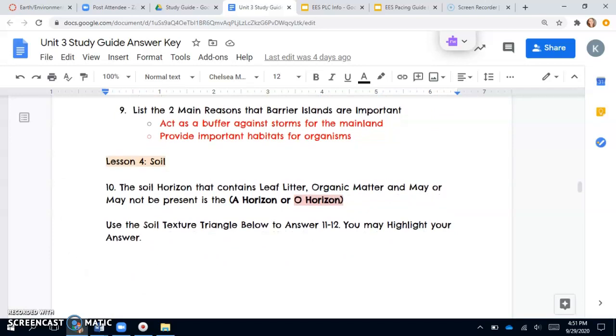Question 9 says list the 2 main reasons that barrier islands are important. So 1, they act as a buffer against storms for the mainland, and they provide important habitats for organisms. So they act as a buffer and they provide important habitats.